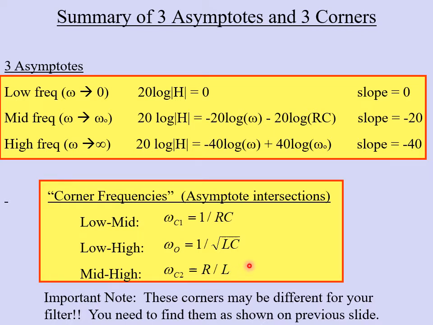So it turns out that these 3 corners will appear in any LRC filter. However, the filter that you choose may not have them in this order. In other words, this one up here might be R over L, and this one down here might be 1 over RC. So you'll just have to find those by actually doing the math and setting these equal to each other, just like we did back in part 1. So please refer to that if you need a little review on how to find these corners.